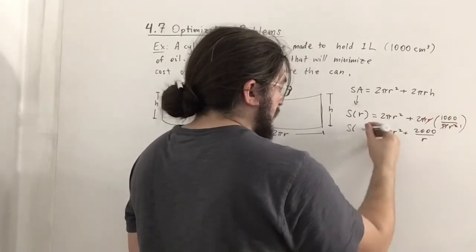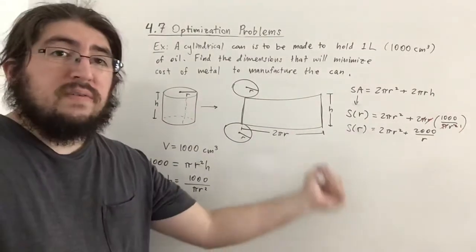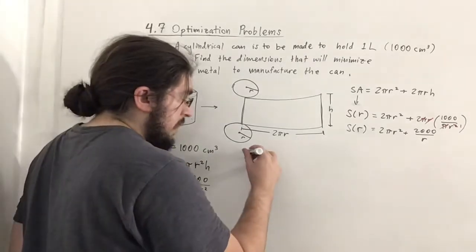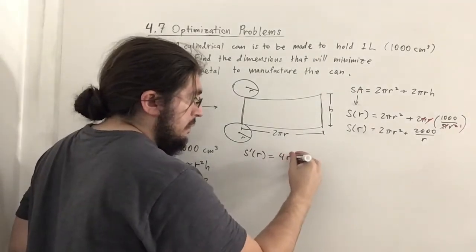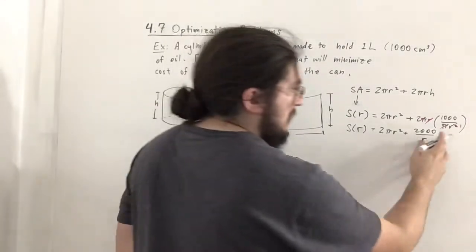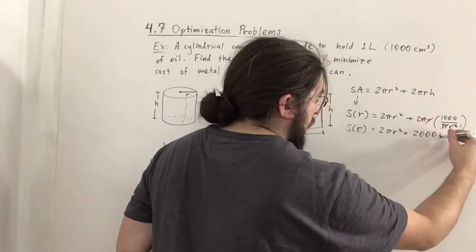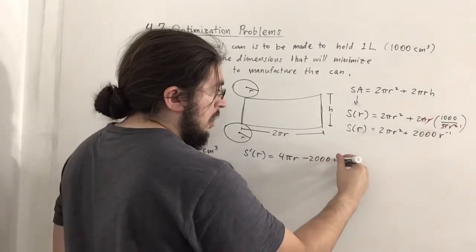So there we go. This is S of r, and now we're ready to find the max or min by finding its derivative and setting it equal to 0 or undefined. So now let me do that here. S prime of r is 4 pi r by power rule. And really we can write this as 2,000 r to the negative 1, which would have been the better way to write it for the derivative. So this derivative is negative 2,000 r to the negative 2.